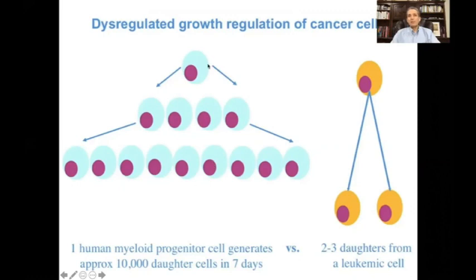But in that same period of time, if you have a white blood cell that turns cancerous, and this is now representing a leukemic cell, you have one of those. In 7 days, you might just end up with 2 children, or maybe 3 daughter cells, right? 2 or 3 daughter cells at the end of a week. Whereas here, you're going to have 10,000 at the end of a week.